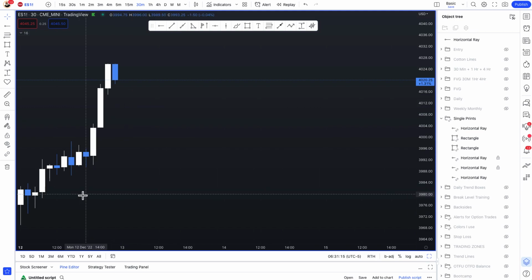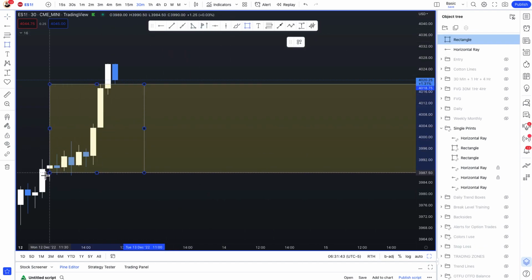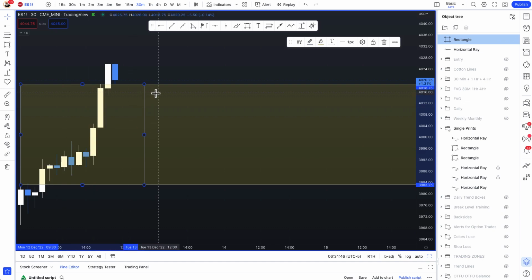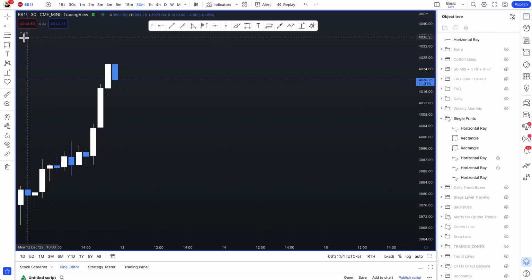Now, one of the things I want to point out: from the bottom of this candle up to here is not single prints. Single prints do not occur at the very edge of the bottom, or at the very edge of the top. It's only what happens between the first 30-minute candle and the last 30-minute candle. What happens in the middle? So we're only looking at what happens in this area. That's the only area we're interested in for finding the fair value gaps.